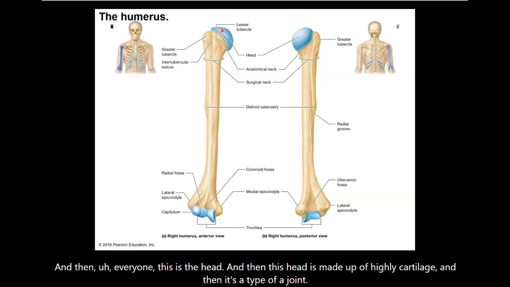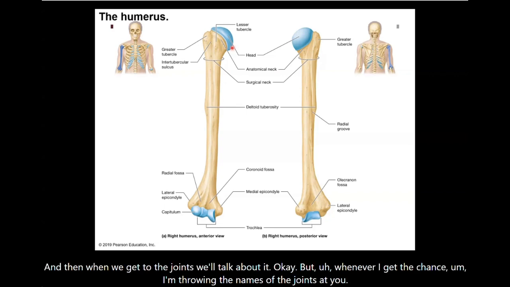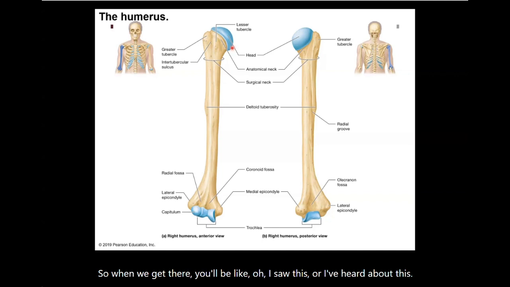cartilage, and it's a type of joint. Do you see this head? That's the one that gets connected to which cavity? Glenoid cavity, right? And it's a type of joint. More specifically, it's a type of synovial joint. And more specifically, it's a ball and socket synovial joint. When we get to the joints, we'll talk about it, okay? But whenever I get the chance, I'm throwing the names of the joints at you, so when we get there, you'll be like, oh, I saw this or I've heard about this, okay?